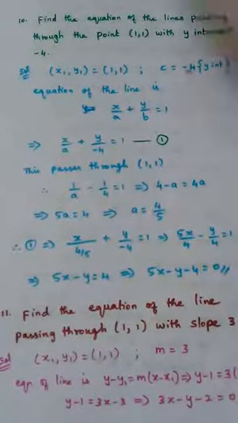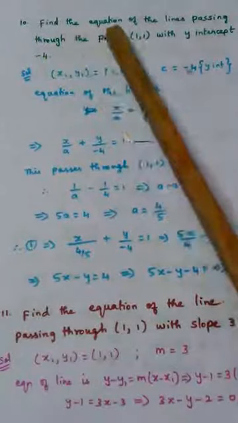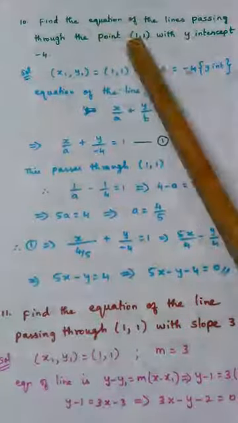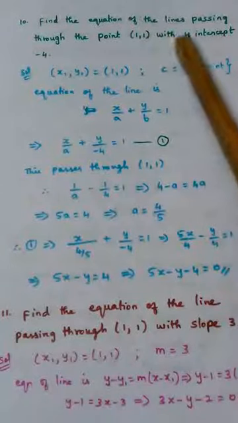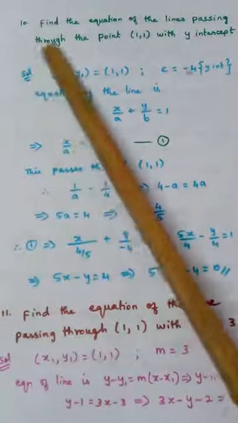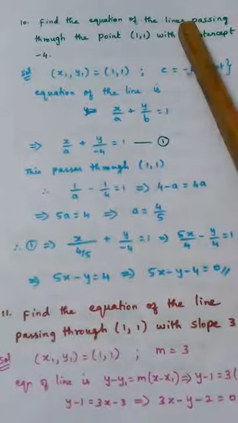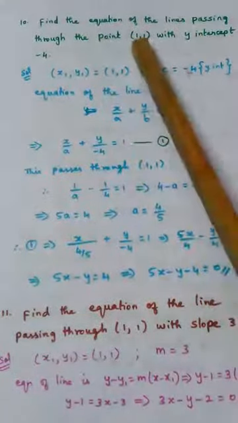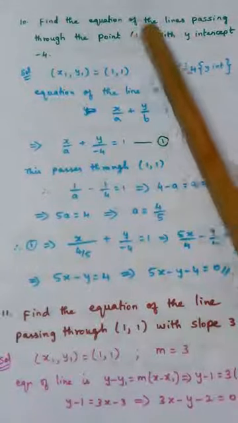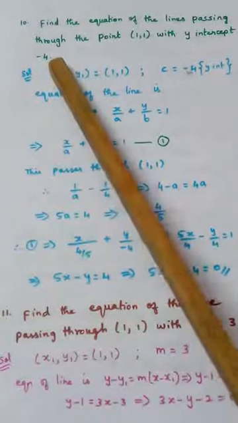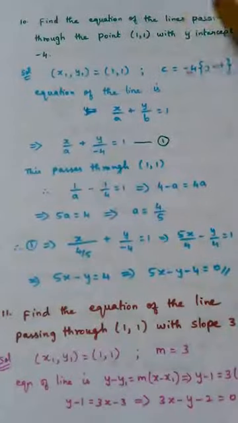Problem number 10. Find the equation of the lines passing through the point (1, 1) with y-intercept minus 4. I repeat, find the equation of the lines passing through the point (1, 1). So the line passes through (1, 1). The y-intercept value is given as minus 4. And we don't have a formula for y-intercept and point, right?